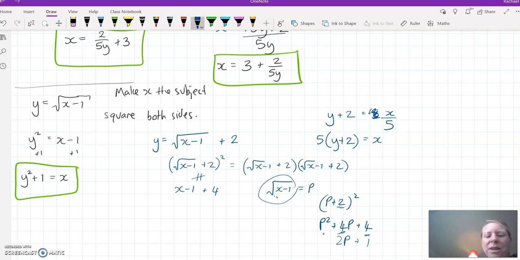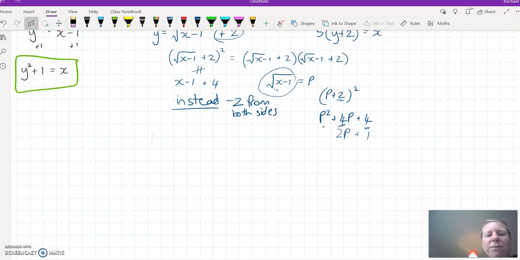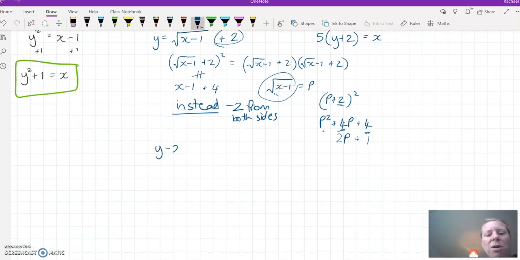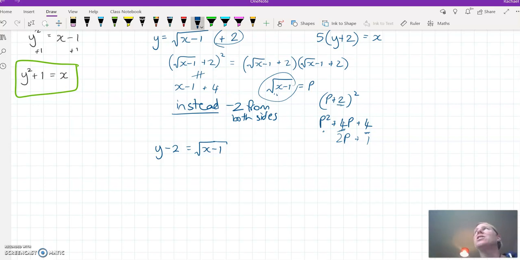So instead, let's deal with that plus 2. Again, thinking about BEDMAS, the x minus 1 is all tied up under that square root sign right now, so we don't want to go trying to square it. Let's get rid of that plus 2 by minusing 2. So let's minus 2 from both sides. We end up with y minus 2 on our left-hand side, and we've still got the square root of x minus 1. Notice sometimes I do this little flick on the end of my square root sign. I'm just emphasizing that it stops there.